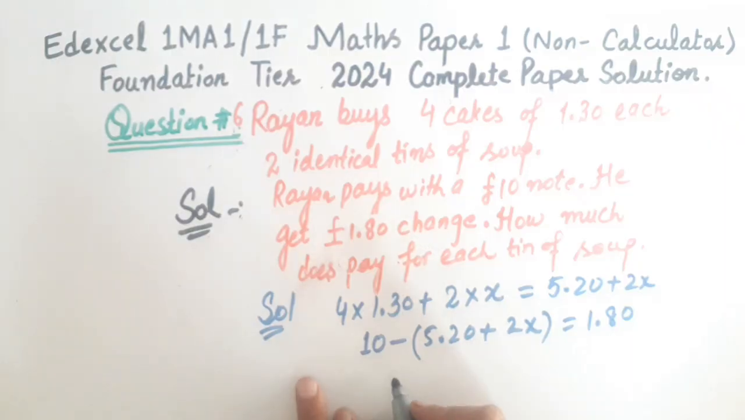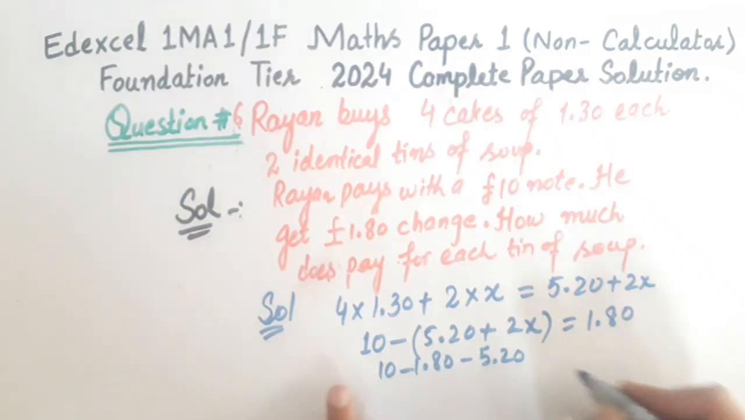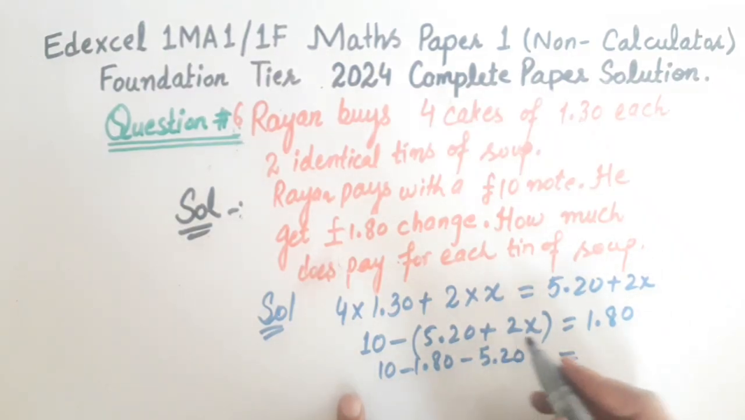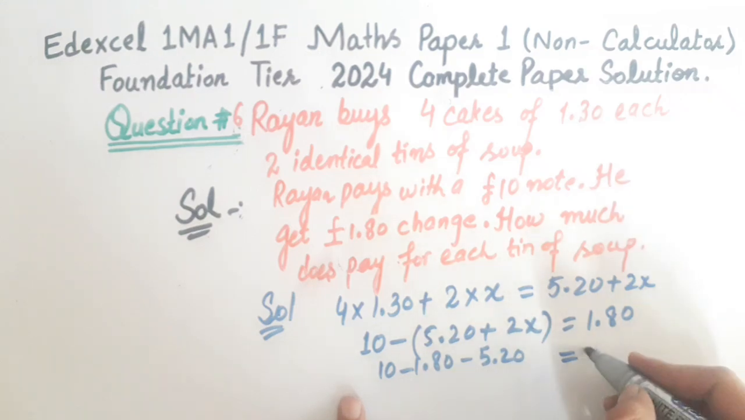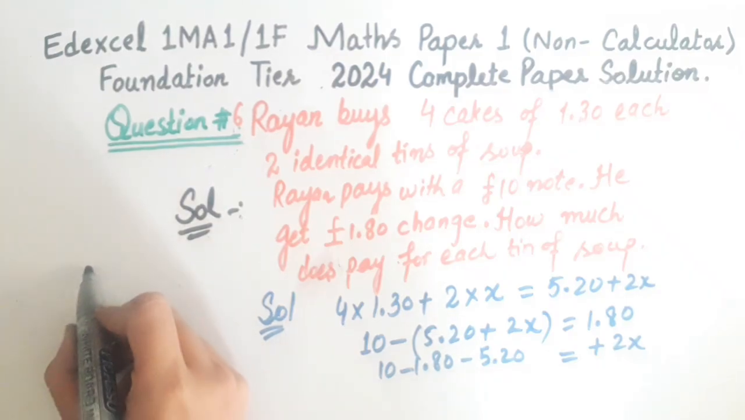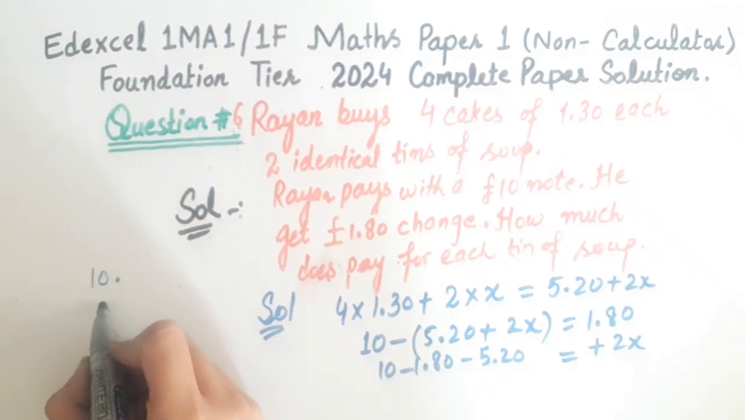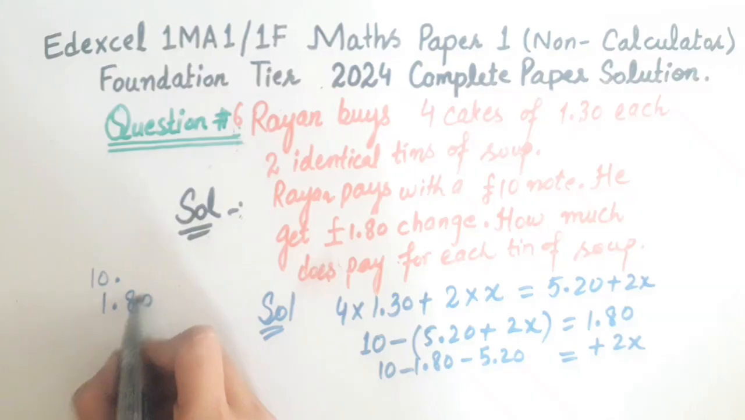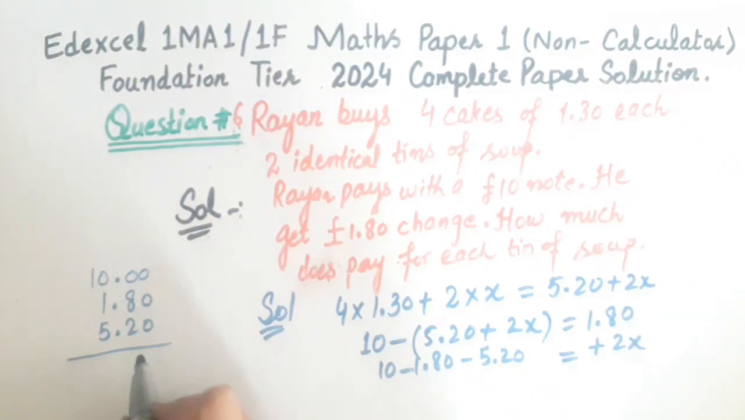We will arrange this equation as 10 minus 1.80 minus 5.20, that equals plus 2x, because it will be minus 2x, then it goes to the right hand side, it will become plus. So now we will subtract this. So we have 10, 1.80, 5.20. We will subtract this.